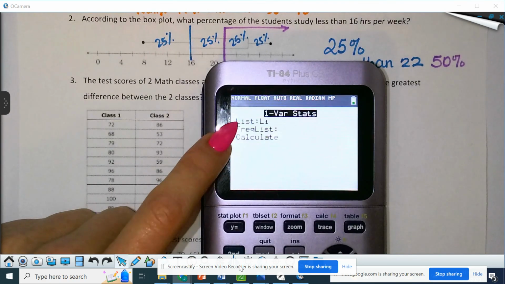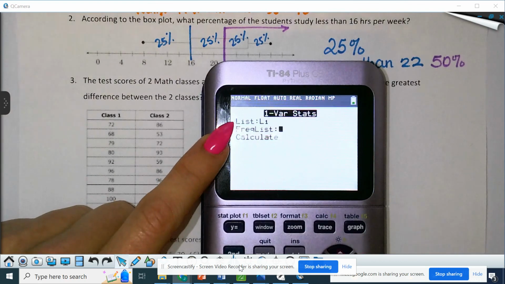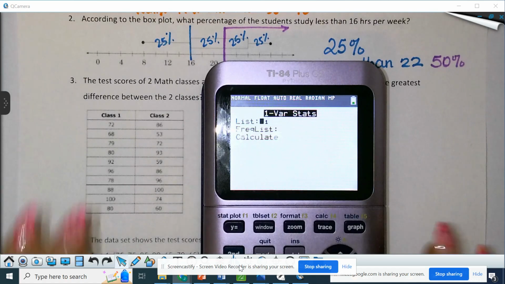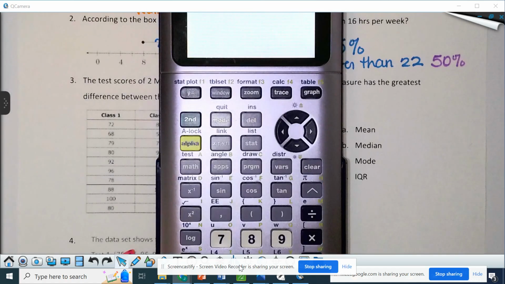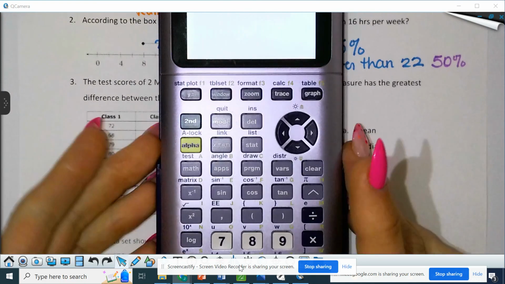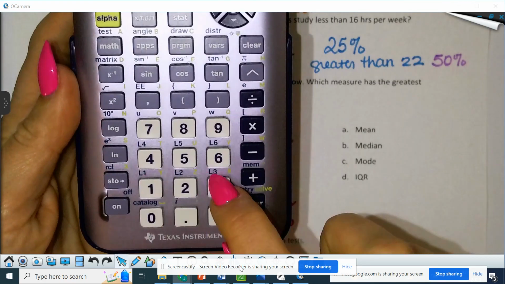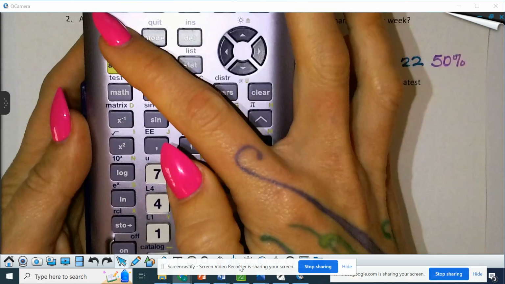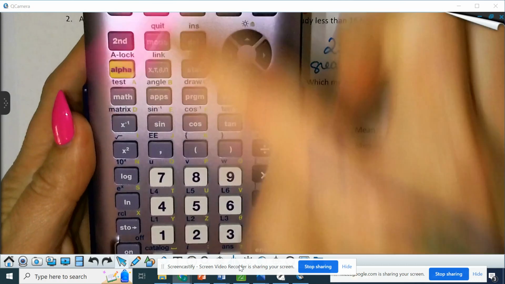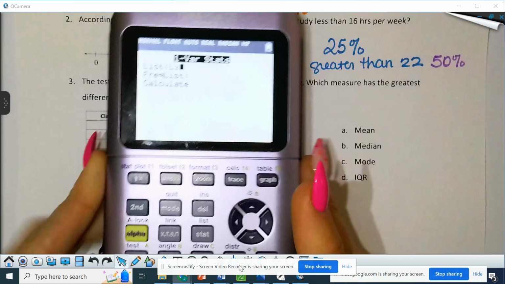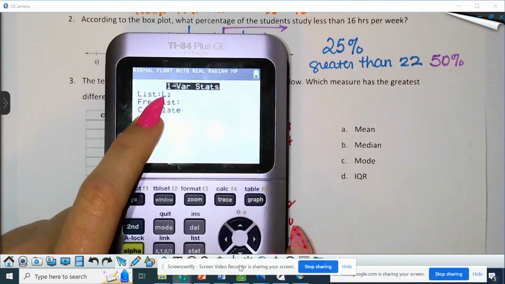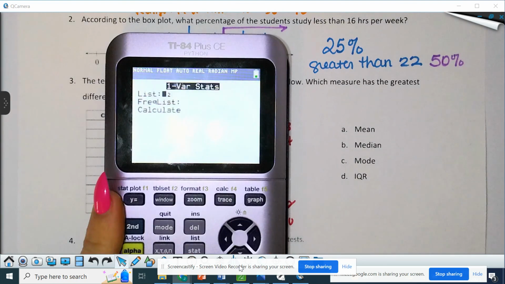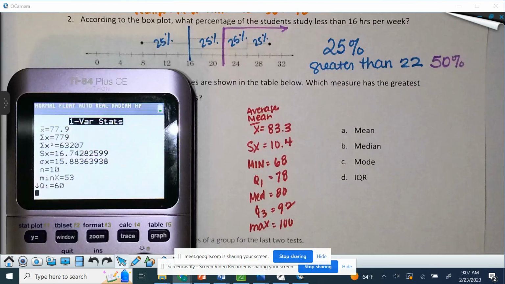Where'd I lose the button? I know where it is. Down here on your numbers, see where it says L1. Sorry. L1, L2, L3. That's the blue one. So I'm going to hit second because that's the blue key up here. So second, L2. That now tells your calculator to go to list number 2 to get its information versus the L1 we did a minute ago. Then go all the way through. Just remember you switched it to L2.